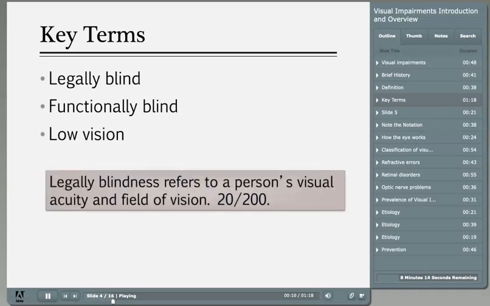Legally blind refers to a person's visual acuity and field of vision. It is defined as a visual acuity of 20/200 or less in the person's better eye after correction, or a field of vision of 20 degrees or less. With correction means with glasses. If we provided glasses to a person and out of their best eye their vision was 20/200 or poorer, then they would be considered legally blind. However, if glasses corrected vision to better than 20/200, then the person would not be blind.